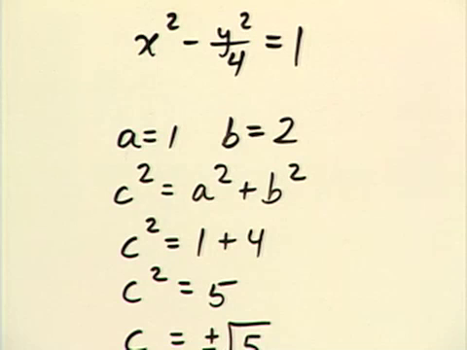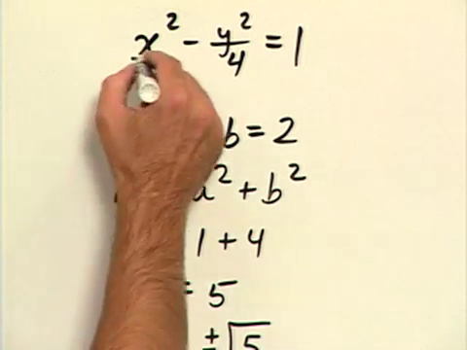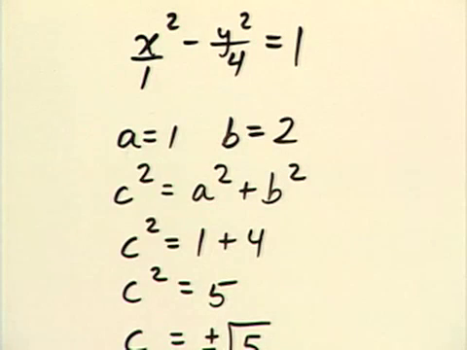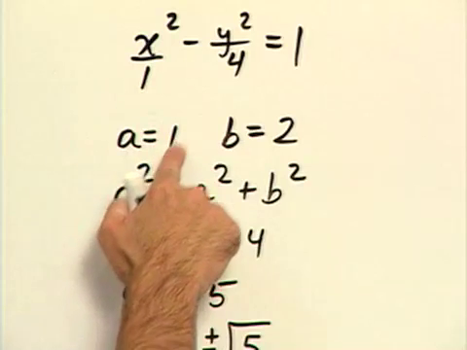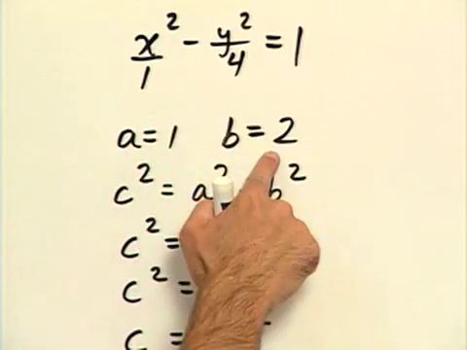To graph this hyperbola, we need to find our vertices, our foci, and also our asymptote lines. So to do that, the first thing that I would do is make this x squared over 1. Now, with a hyperbola, a always comes first. So my a will be the square root of 1, which is 1, and my b will be the square root of 4, which is 2.